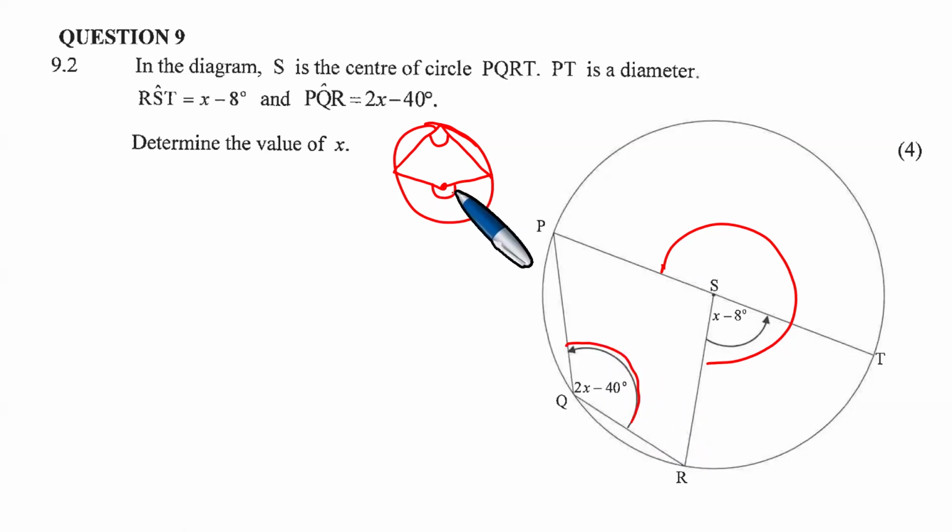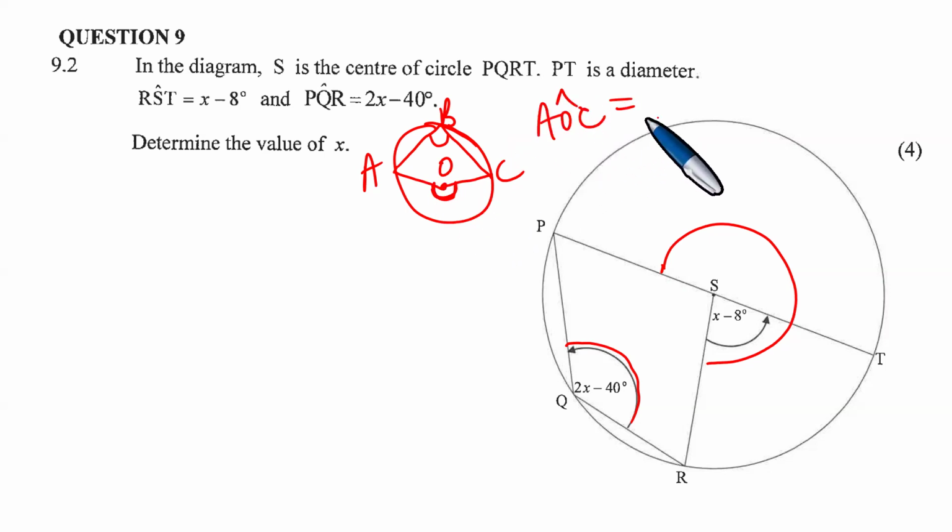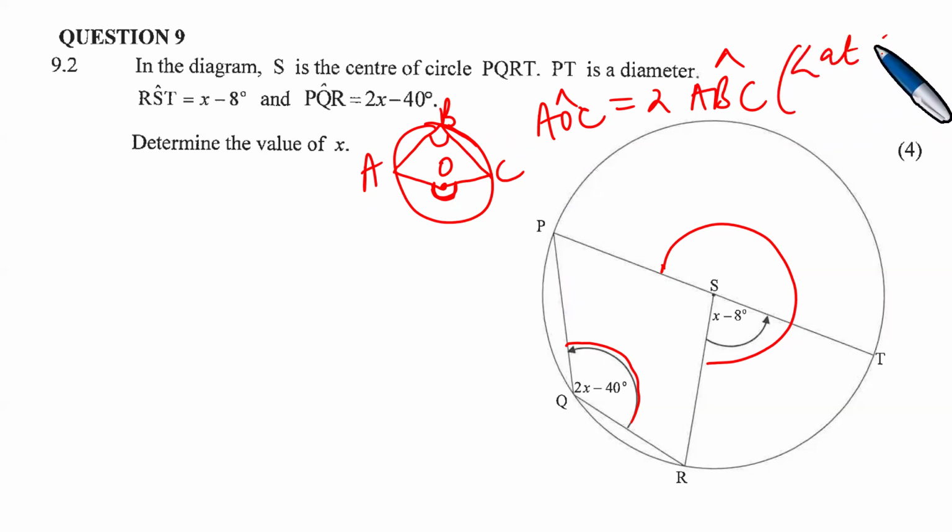A diagram like this. Now if this is A, B, C, and this center is O, we're interested in this angle, because you can have this one or the one at the bottom. So we say AOC is equal to 2 times ABC. AOC equals 2 times ABC. Angle at center equals 2 times angle at circumference.